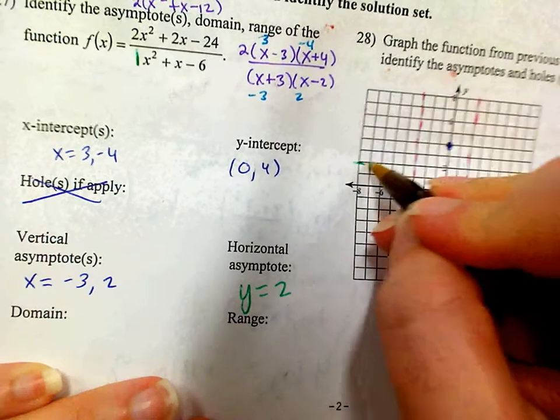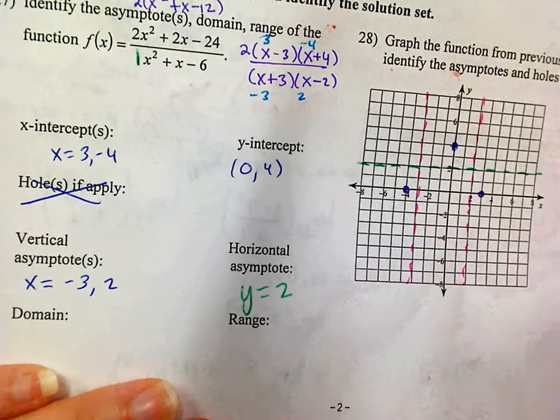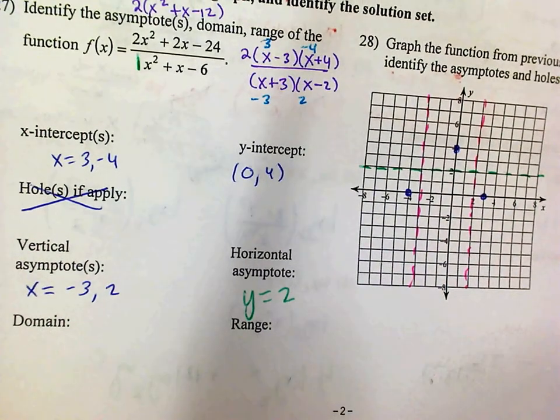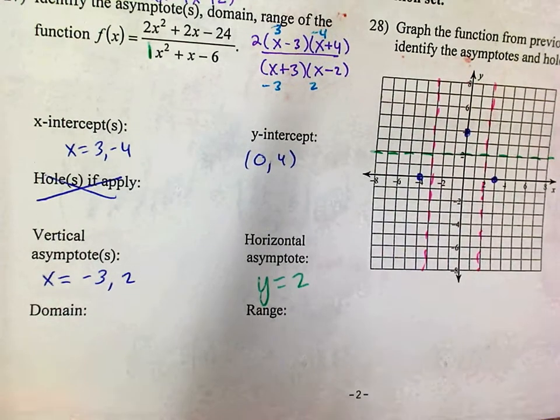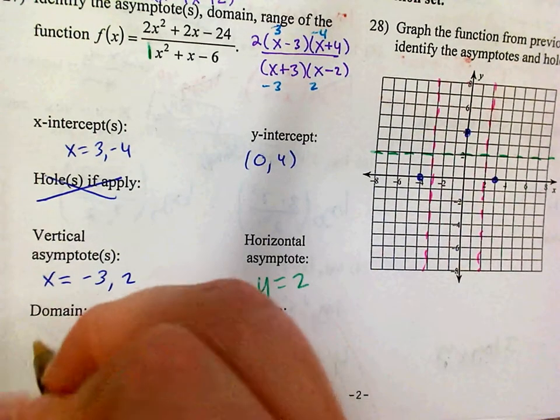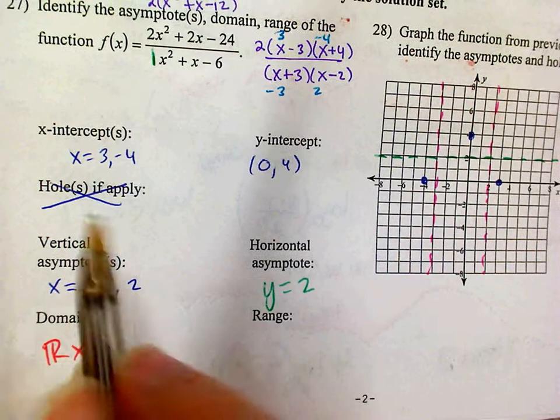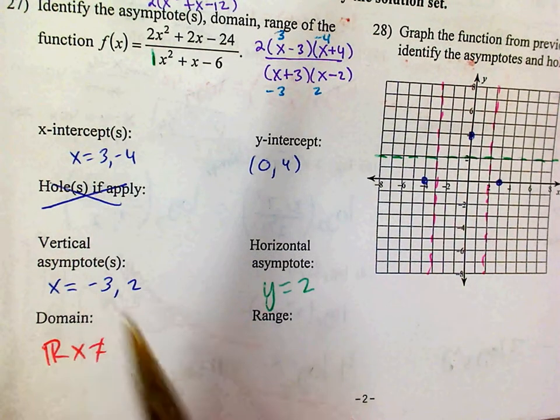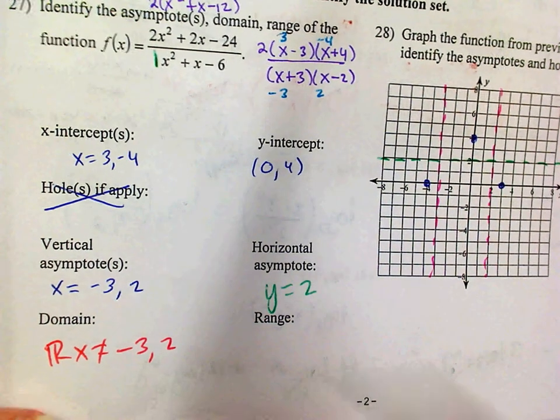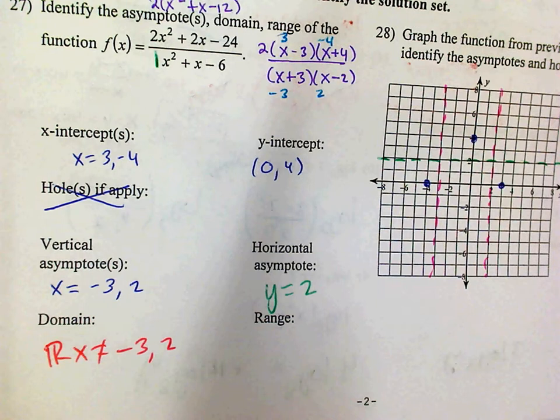Domain is all real numbers except vertical asymptotes and holes. The only vertical asymptotes I have are negative 3 and 2, and there aren't any holes, so there we go. And then we've got to figure out range. We're not going to determine range until we graph and plot some points.